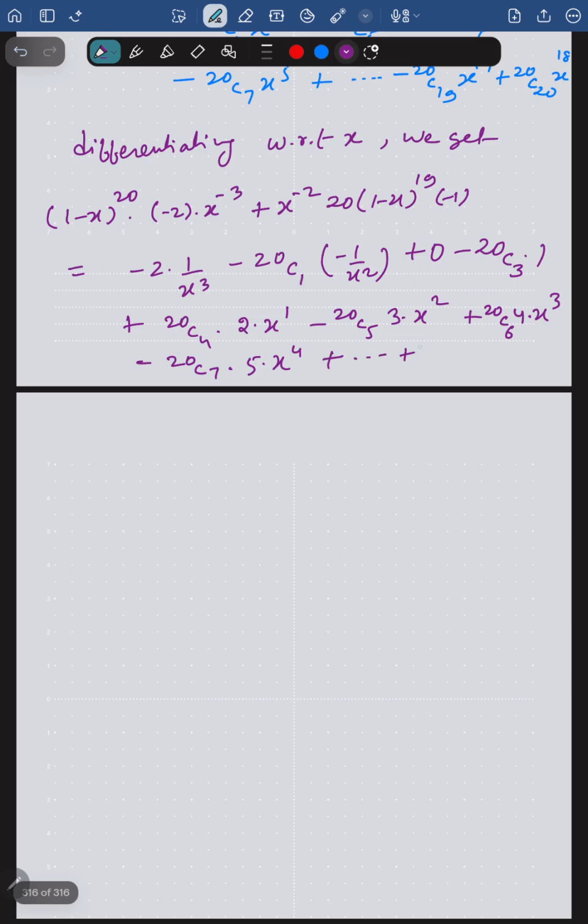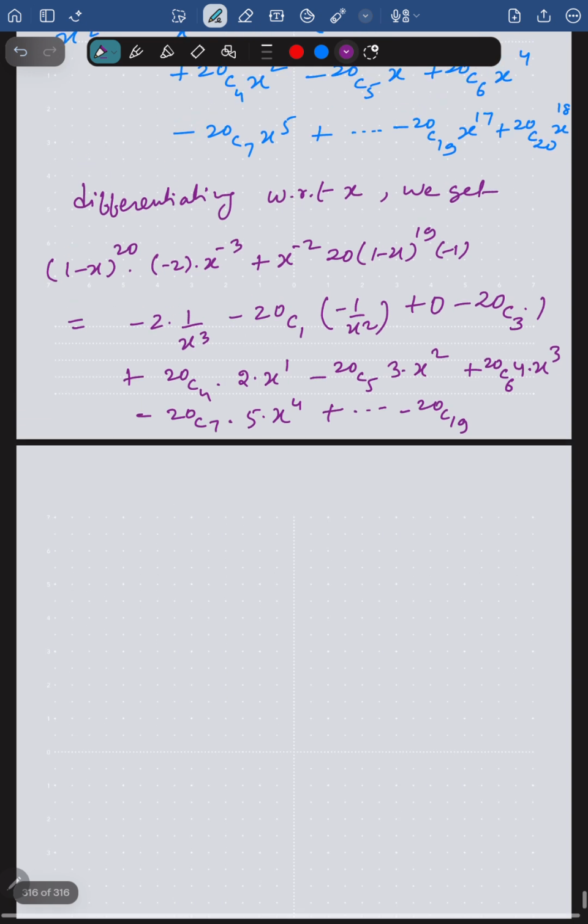plus dash dash dash, plus again, so minus first come, minus 20c19 and x power, how much it is, 17, so 17 into x power 16, and plus 20c20 18 into x power 17. Okay, now we will again differentiate this with respect to x. 2 times we are going to differentiate.